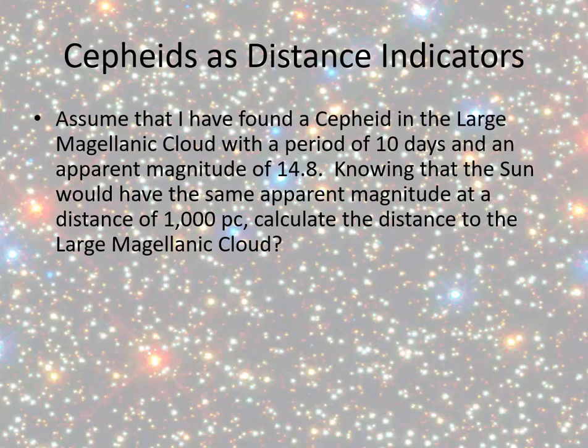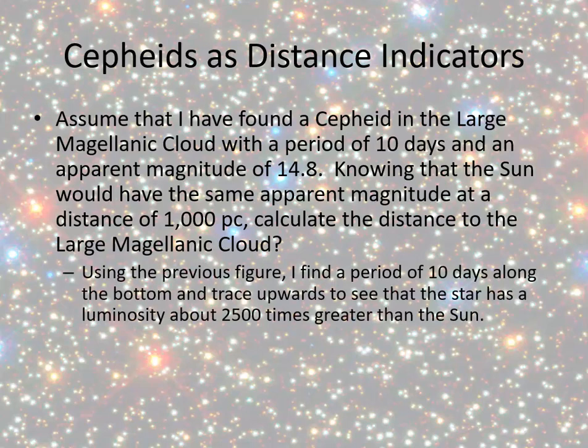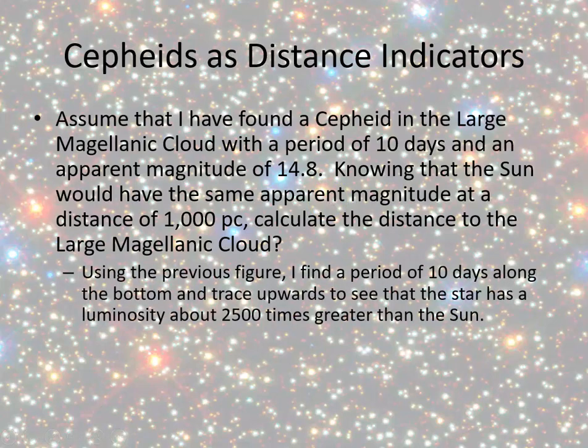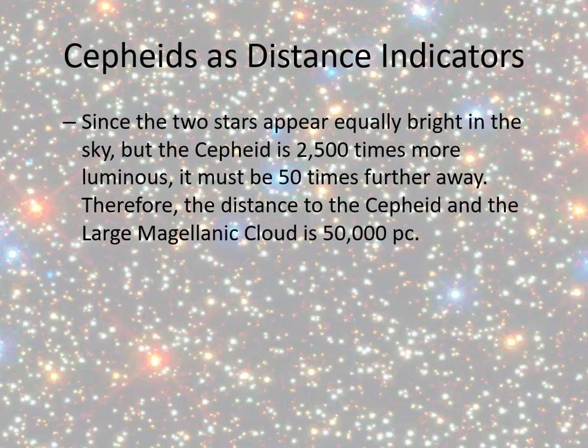But let's assume that I found a Cepheid in the Large Magellanic Cloud and it has a period of 10 days and an apparent magnitude of 14.8. Knowing that the Sun would have that same apparent magnitude at a distance of 1,000 parsecs, what's the distance to the Large Magellanic Cloud? Using the period-luminosity relationship, just putting in 10 days here, we see that this thing is about 1,000 times or so the luminosity of our Sun. In fact, if you look at it really closely, it turns out to be 2,500 times the luminosity of our Sun.